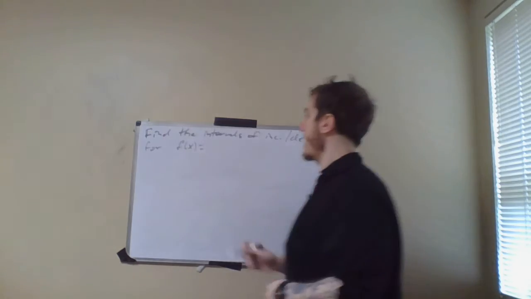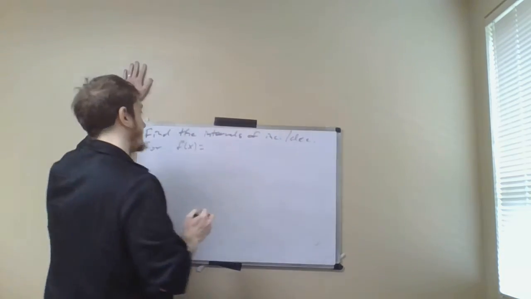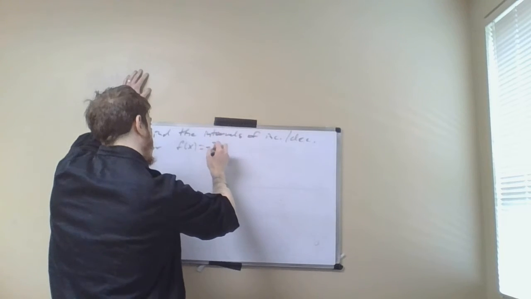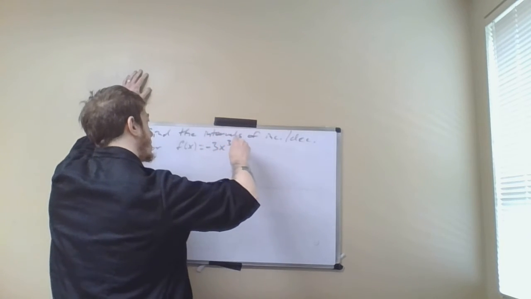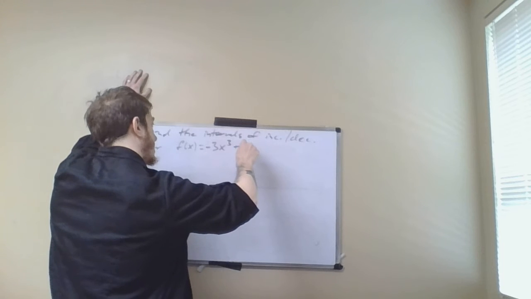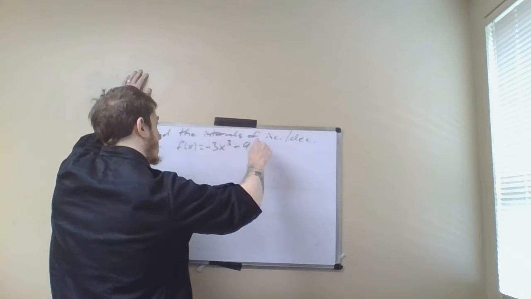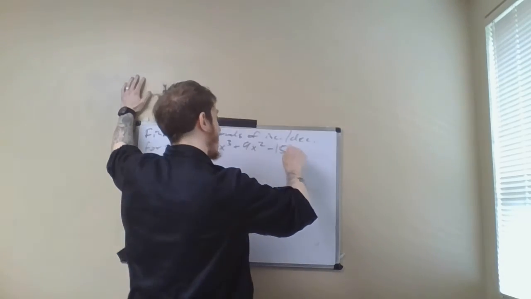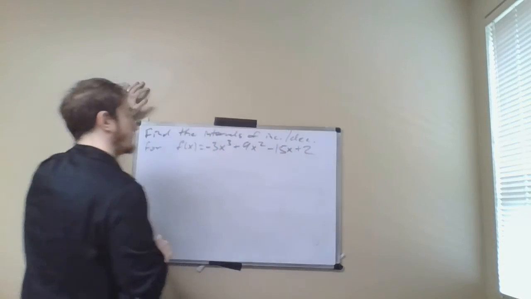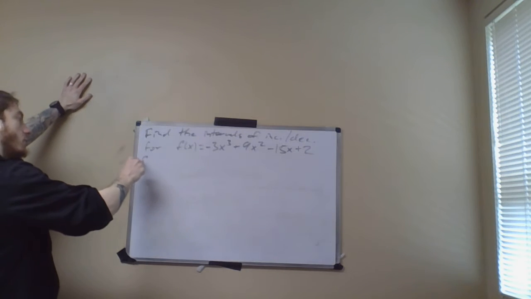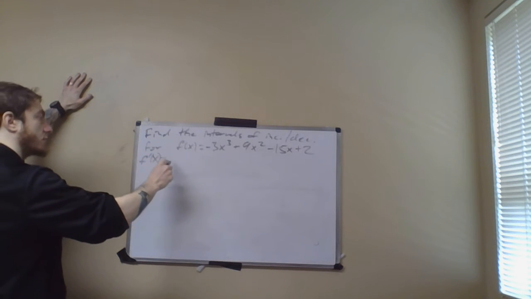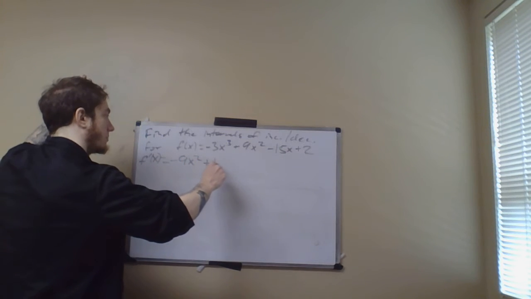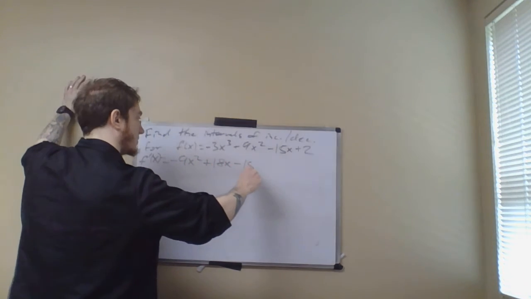So let's suppose that I have something like negative 3x cubed plus 9x squared minus 15x plus 2. Well, what I'm going to do is look at the derivative here. The derivative is going to be minus 9x squared plus 18x minus 15.